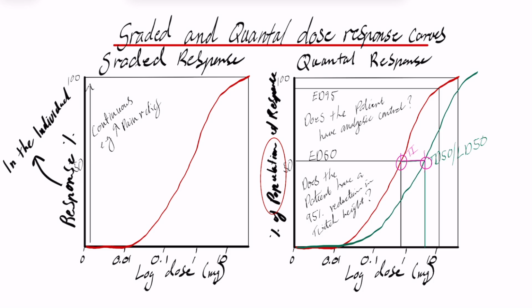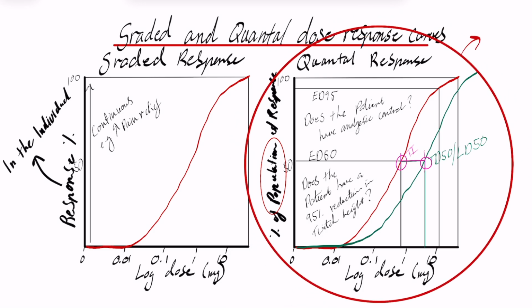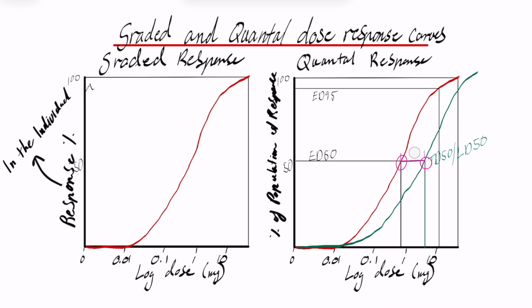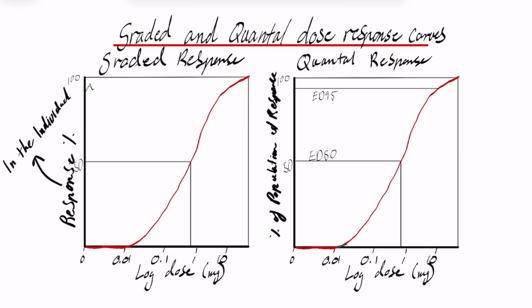So neuromuscular blocking drugs, we often would rather use the quantal dose response curves when we're talking about them. This is where ED95 and ED50 get a bit confusing with neuromuscular blocking drugs. When I give a neuromuscular blocker, what I really want to know is whether what I'm giving will reliably block enough nicotinic receptors to provide adequate intubating conditions.